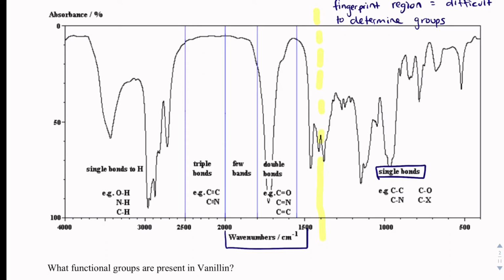But between 1500 and 2000, this is going to be our double bond region. Then from 2000 to 2500, this is going to be our triple bond region. Between 2500 and 3000, this is typically a CH bond region. And then from 3000 to 4000 is typically our OHs or our NHs. We can have a couple other things there, but typically that is how this is going to be organized.